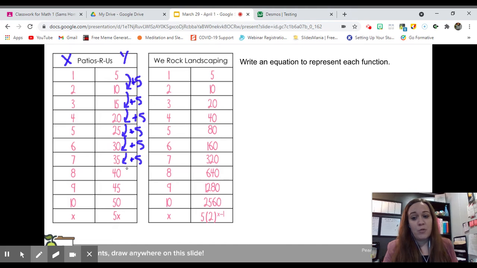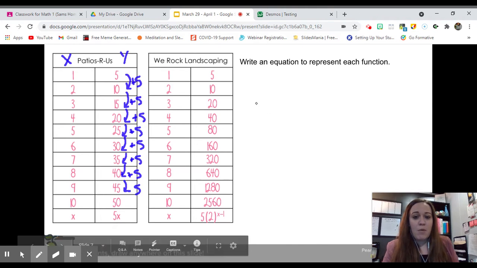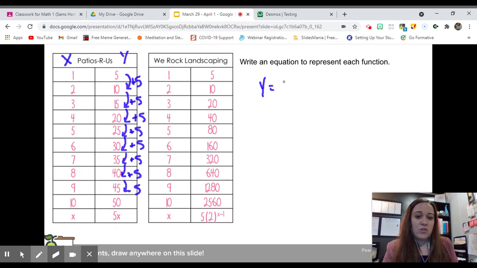If you think back to slope, it would be up 5 over 1, up 5 over 1, which we know would be y is equal to 5x.